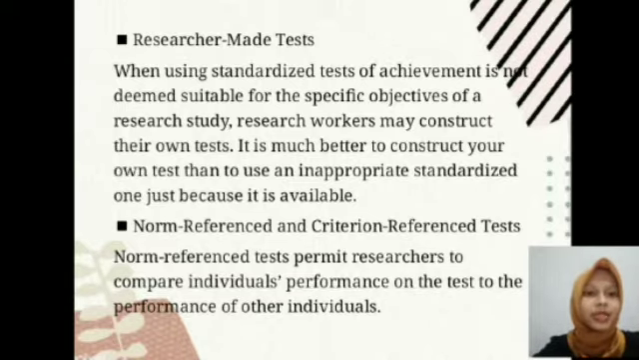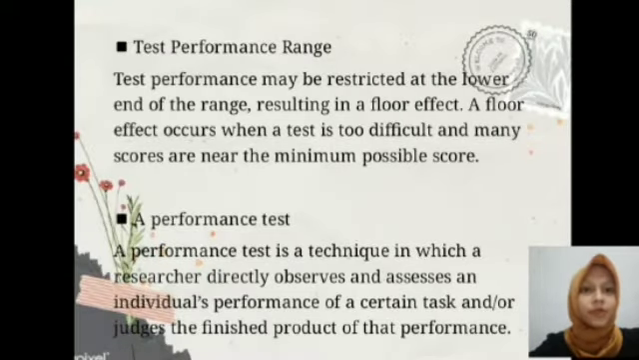Norm reference and criterion reference tests. Norm reference tests permit researchers to compare individuals' performance on the test to the performance of other individuals. Test performance rank. Test performance might be restricted at the lower end of the range, resulting in a floor effect. A floor effect occurs when a test is too difficult and many scores are near the minimum possible score.